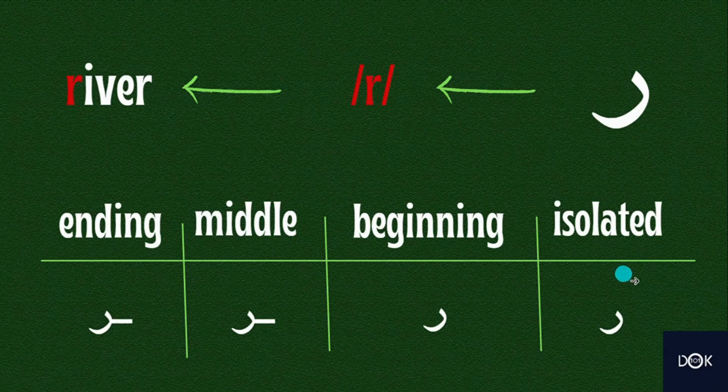Just like the rest of the letters, when ra is written in an isolated form, it is not connected to any letter. Then comes the beginning. It is just like the isolated form. And when ra is written in the middle of the word, it is connected to the letter before it, and same goes for the ending. And just like the rest of the letters, ra is found at the end of the words in an isolated form.